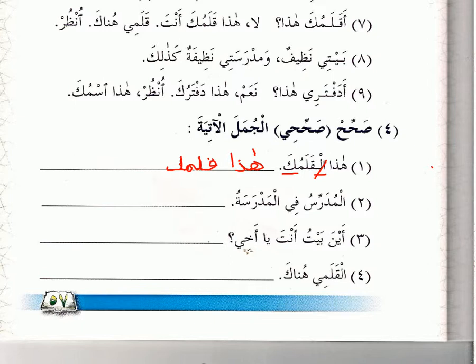Qalamuka. Next sentence. Al-mudarrisu fil madrasatu. What's wrong? Good, Hafsa. There has to be a kasra. Exactly. Al-mudarrisu fil madrasati. We all know that, right?